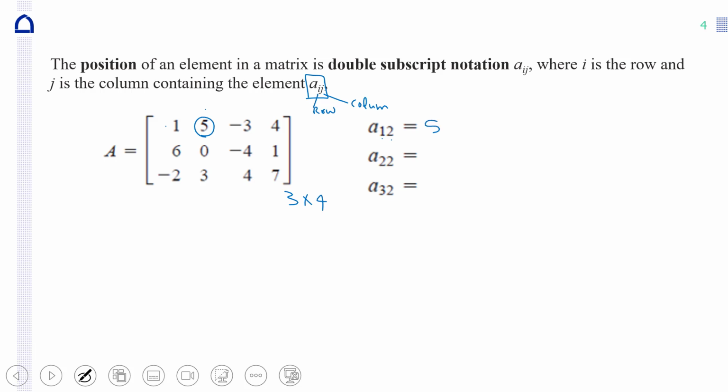A22 means row number 2 and column number 2. Here is row number 2, here is column number 2, so it is 0. A32 means you are in row 3 and column number 2, so this is a 1. Now, can you find A14 and A24? Also A34? I will leave it for you.